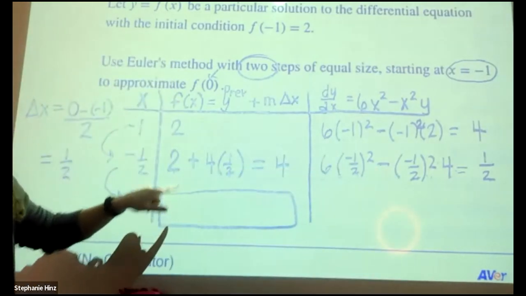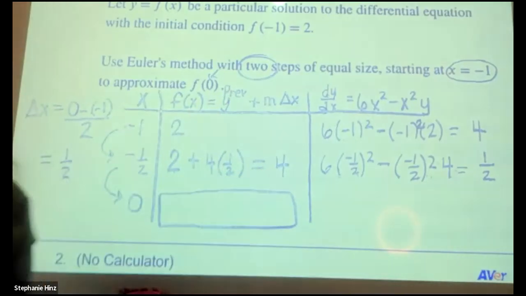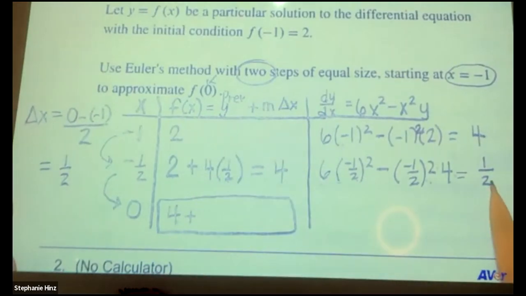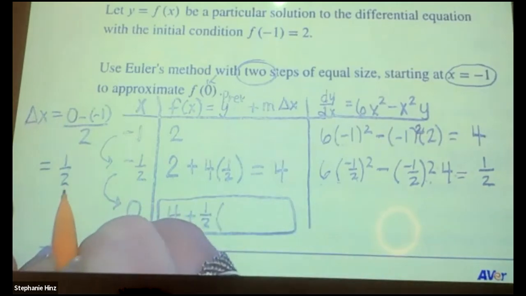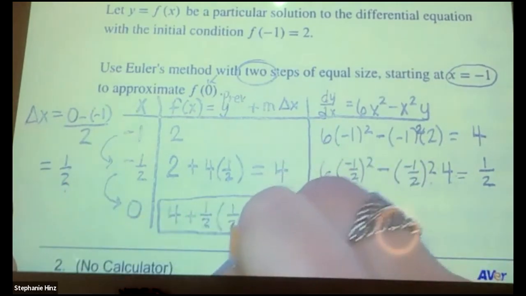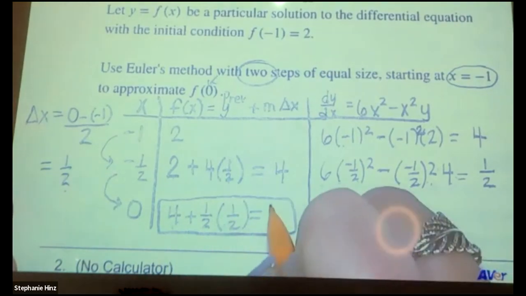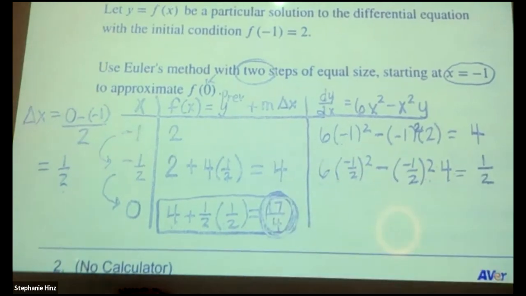So this is going to be my previous y. Well, my previous y is 4, plus my previous slope, which I just found, which was 1/2, times my step size, which is 1/2 for this whole problem. So 4 plus 1/4 is going to be 16/4 plus 1/4, which is 17/4. So there's my answer.